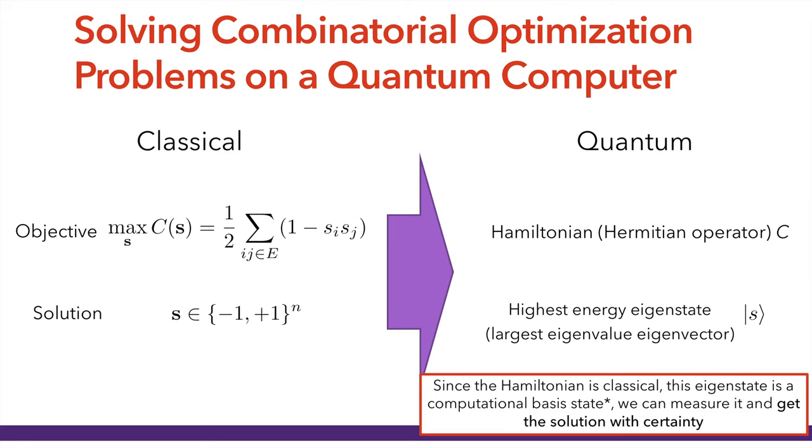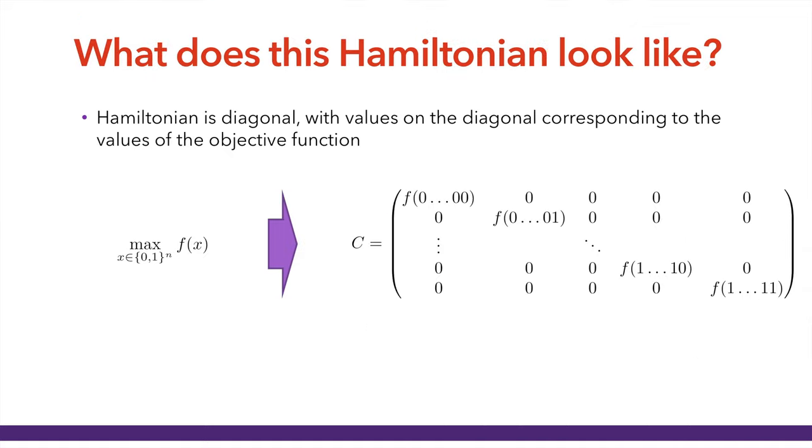And as a side note, since the Hamiltonian is classical, we know that the largest eigenvalue is achieved with a computational basis state. For example, our eigenstate could actually be a linear superposition of computational basis states. But the point is, we can get the solution with certainty, because if we can prepare this eigenstate, then we're just going to sample the computational basis states that correspond to the solution. Now, what does this Hamiltonian look like?